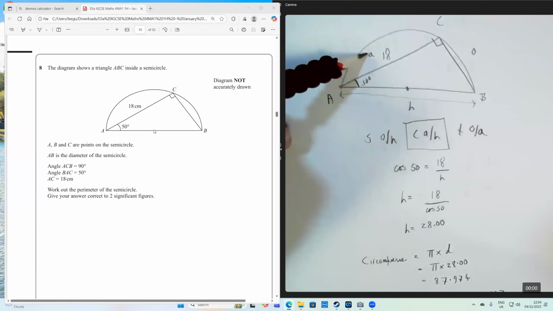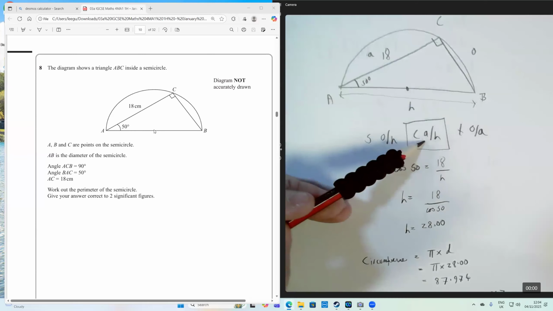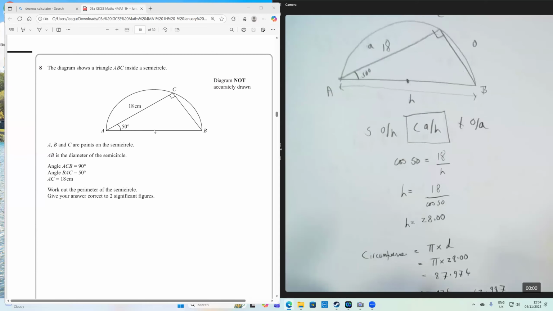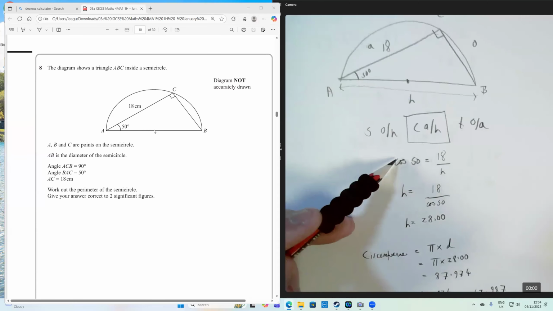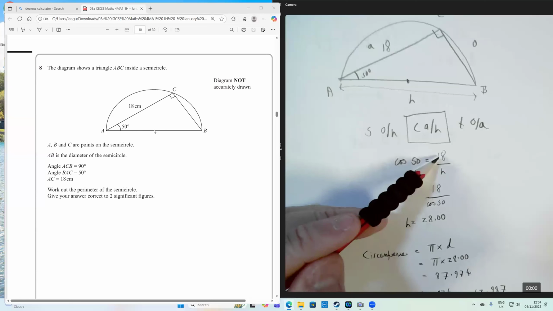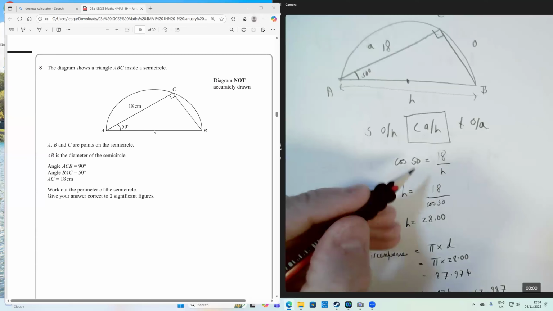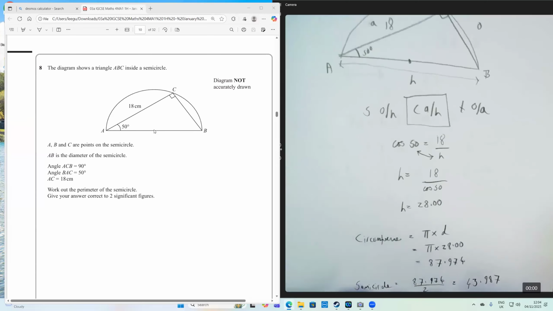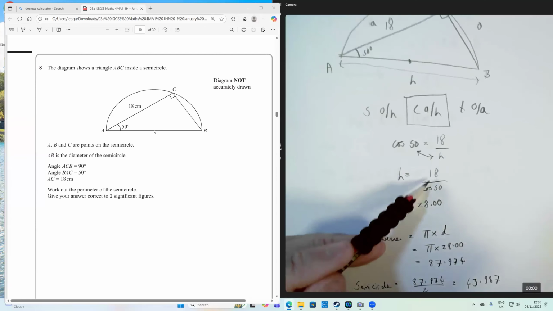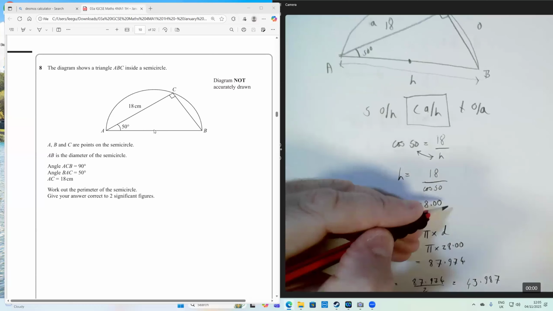We've got the adjacent, and we're trying to find the hypotenuse. So we're going to use cosine, because it's to do with adjacent and hypotenuse. We now sub in the information. So cos of 50 is equal to the adjacent over the hypotenuse. Remember, when you've got these divided like this, you can swap these two over. So that means that h is equal to 18 over cos 50. And we work that out, that gives us that h is equal to 28 centimeters.